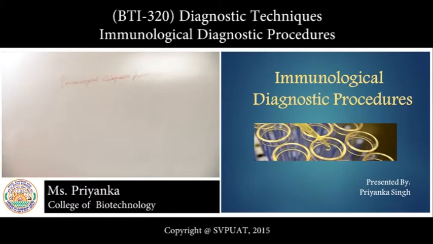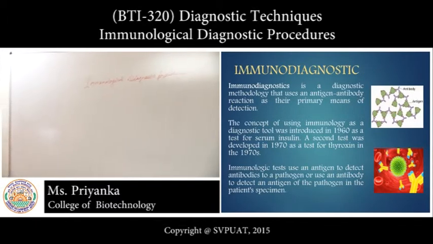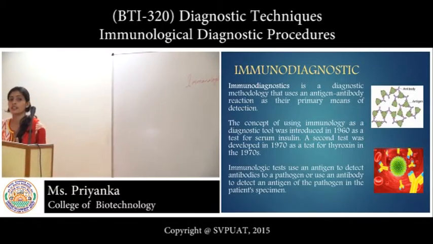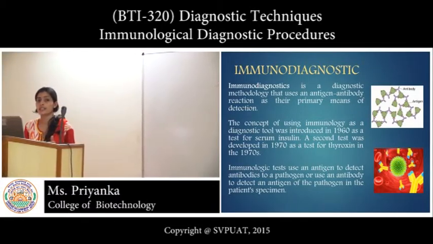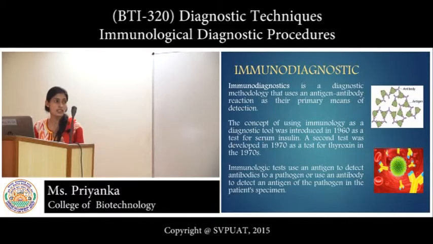So first of all, what is immunodiagnostic? Immunodiagnostic is a technique that uses antigen-antibody interactions. The concept of immunodiagnostic started in immunology in the 1960s with the test for insulin and in the 1970s with the test for thyroxine. It is based on antigen-antibody interactions.